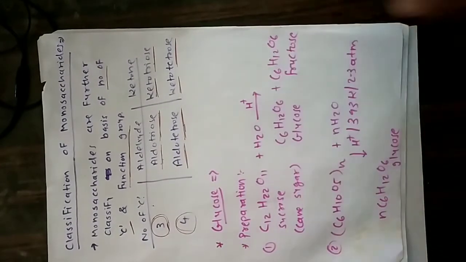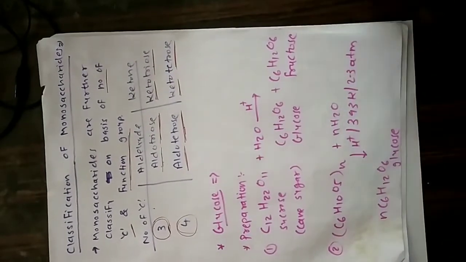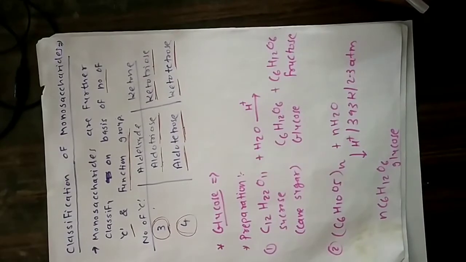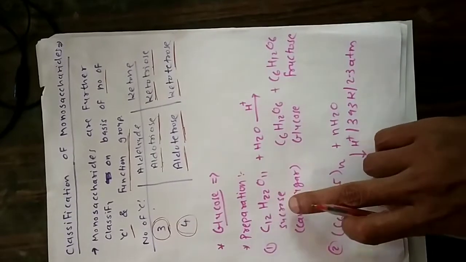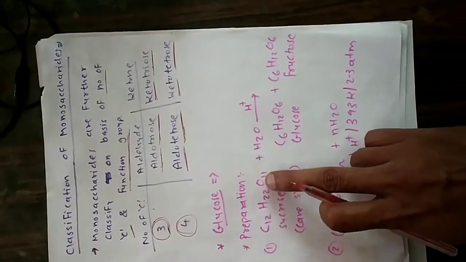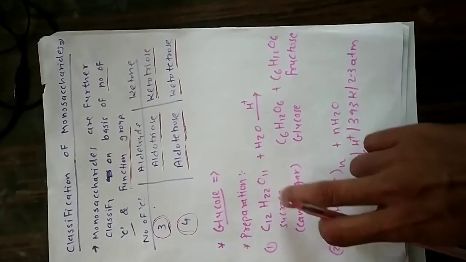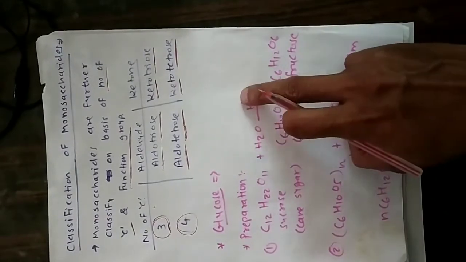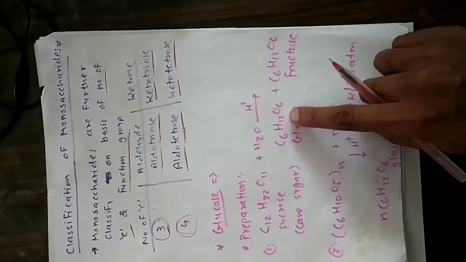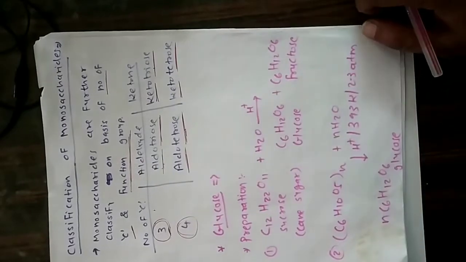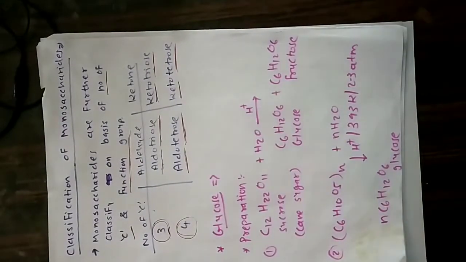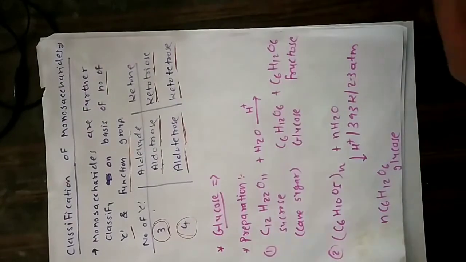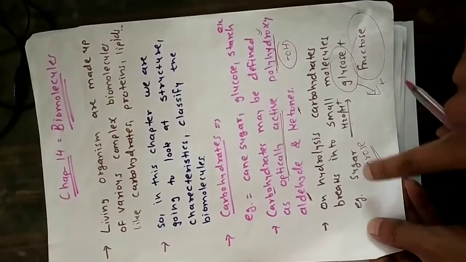Now we are going to discuss glucose. The next point is glucose. First of all, how to prepare glucose. You can see here this is sugar, C12H22O11, sucrose. On hydrolysis, acid hydrolysis, it gives glucose plus fructose. That is our first preparation. This reaction we have discussed here only.